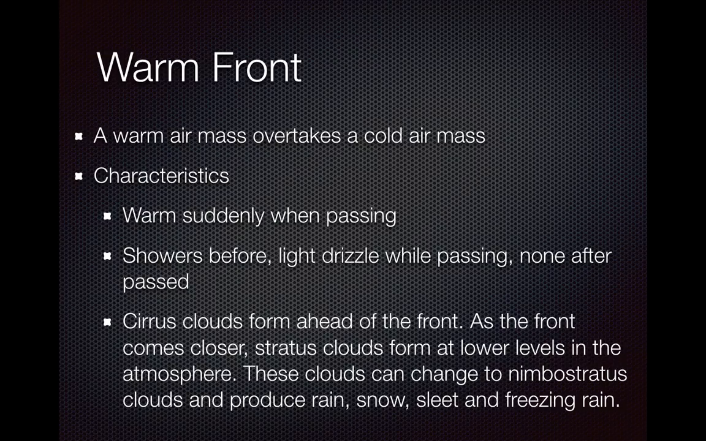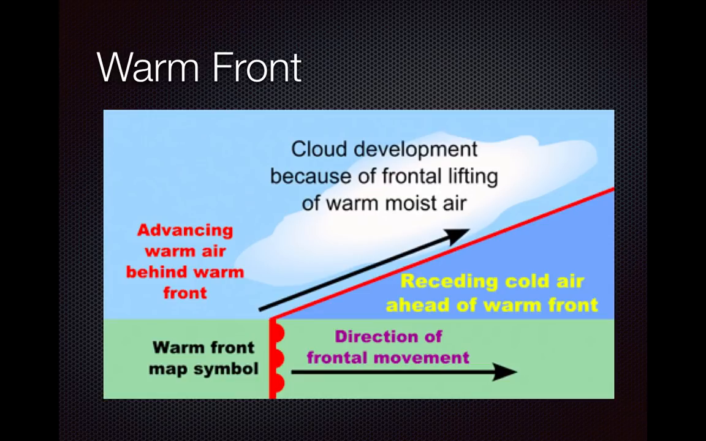As the front comes closer, stratus clouds form. Stratus clouds are just a little bit lower than cirrus clouds. These clouds can then change into nimbostratus clouds and produce rain, snow, sleet, and freezing rain. Nimbo stands for storm. Stratus is just a medium level cloud. So you're going to have a storm cloud that's medium height in the air.